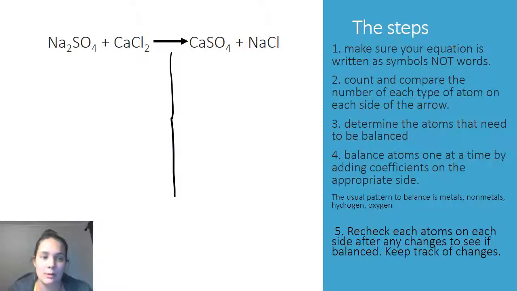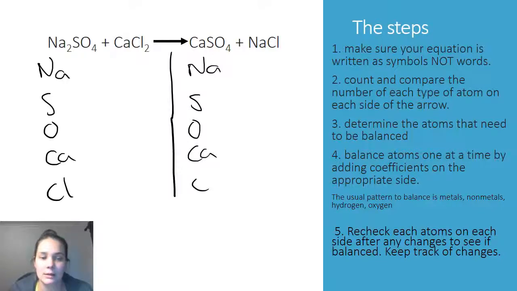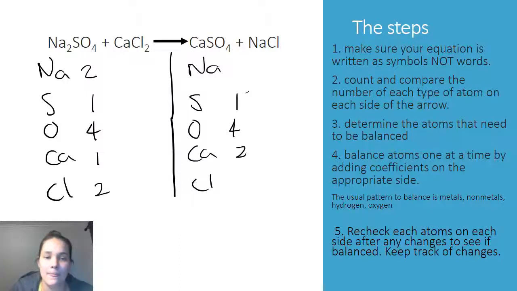Write down your elements. Na, S, O, Ca, Cl. Na, S, O, Ca, Cl. The same spots on either side makes it easier to compare. How many Na do I have on the left? 2. How many S's? 1. How many oxygens? 4. Ca, 1, Cl, 2. Let's go this side. Ca, 1, S, 1, O, 4. Na, 1, Cl, 1. Not the same.